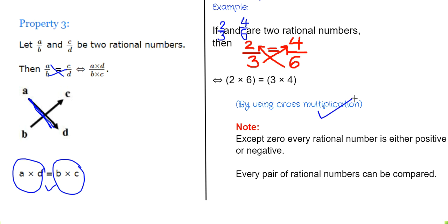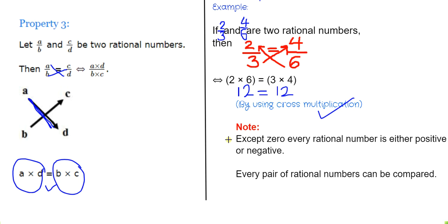Which says if I multiply A by D, which will be 2 into 6, that will be equal to 12. And if I multiply B by C, which will again be 3 into 4, the answer will be 12. So if both the products come equal, in that case we can say that my given rational numbers are equivalent to each other. So because 12 is equal to 12, I can say that 2 upon 3 is equivalent to 4 upon 6. So here are two very important points to be noted.